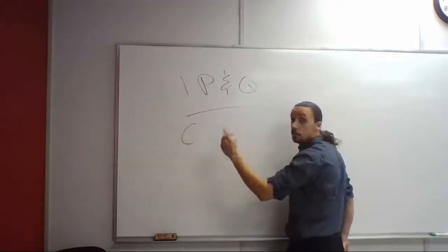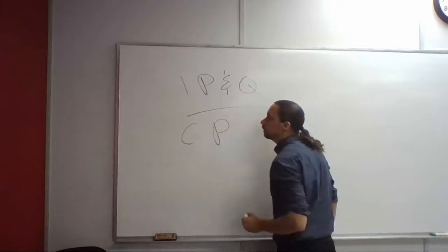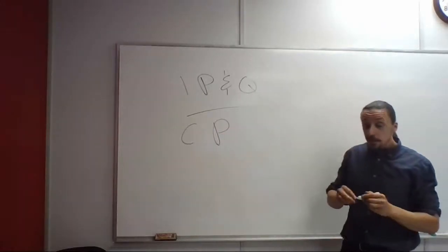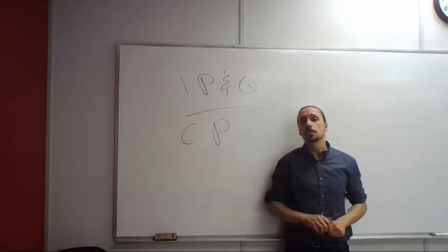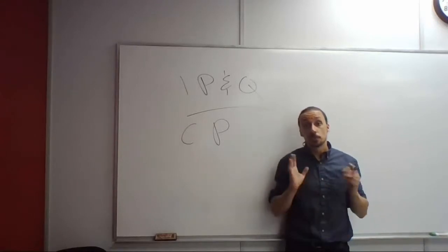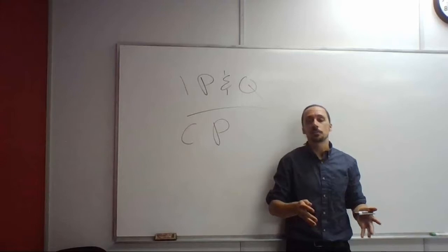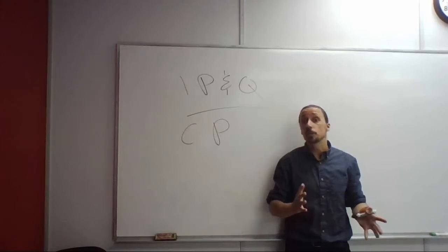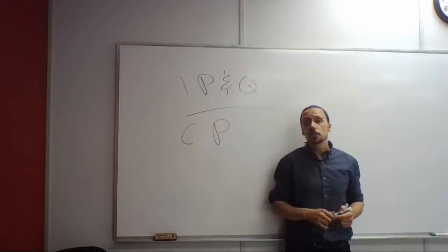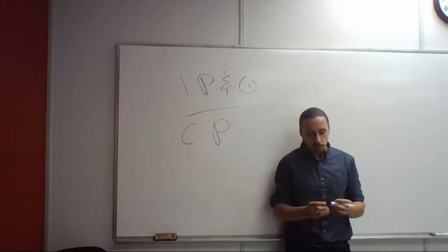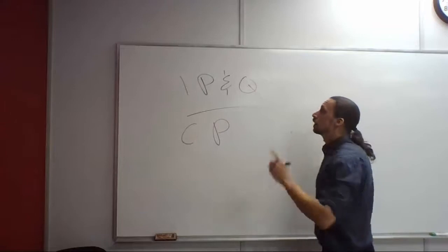Conclusion, therefore P. Now, the definition of validity is that if the premises are true, the conclusion is also going to be true. The truth of the premises guarantees the truth of the conclusion. It's impossible to have true premises and a false conclusion, in other words. So if the truth of the premises guarantees the truth of the conclusion, I should say the following.